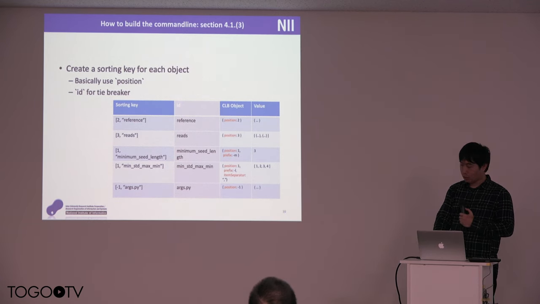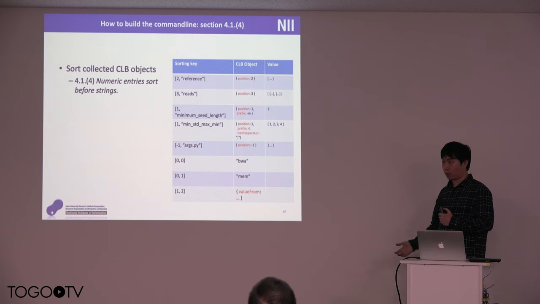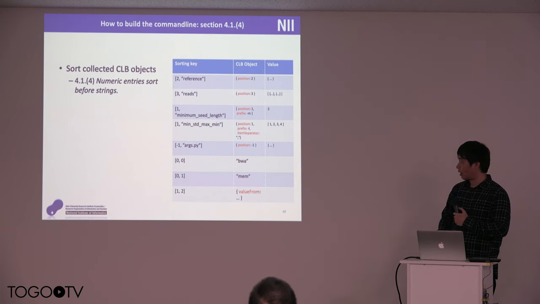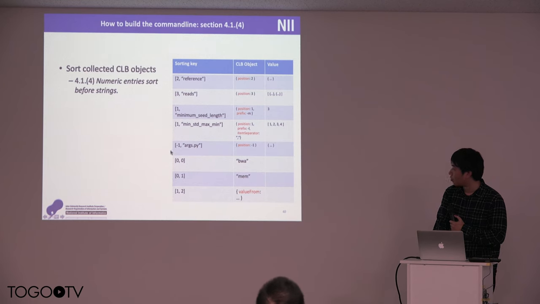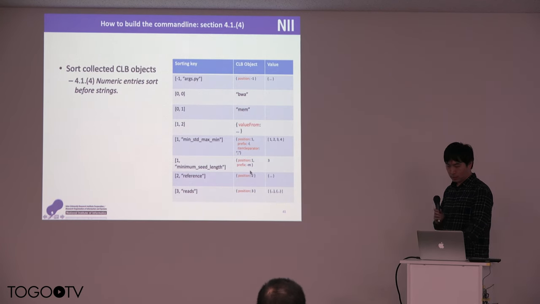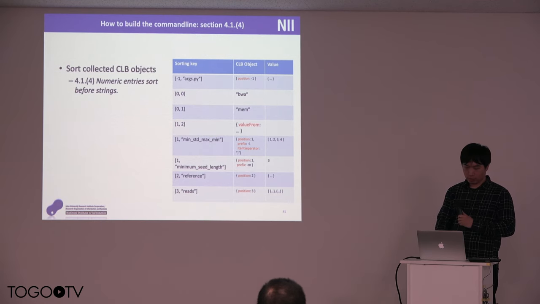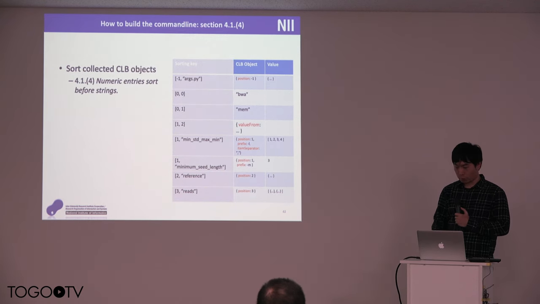And so after this part, we can collect all CLB objects for input and also the argument. After that, we sort these all CLB objects by using these sorting keys. In these examples, this argis.py becomes the first element, and this one, BWA, becomes the second element, and so on, and it is a sorted result like this. And once we finish the sorting, now we can safely remove this sorting key. We don't need it anymore.